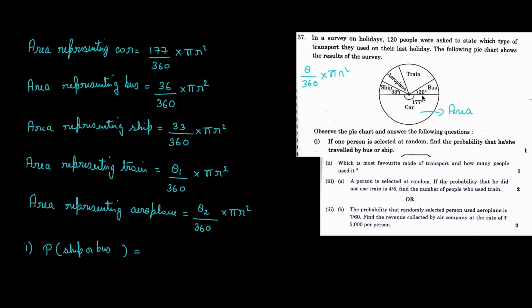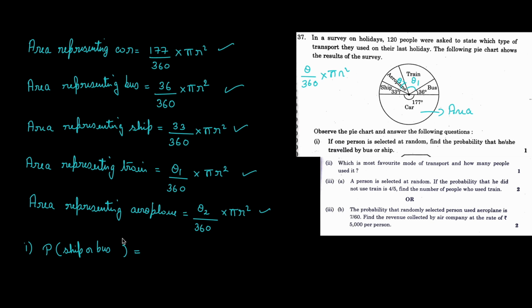Now the angle is given as 177, so we calculate the area representing car. Same way for bus and ship. Now for train and aeroplane, the angles are not given, so we will take them as theta 1 and theta 2, and then we get the remaining two areas as well. Now going to the first part: if one person is selected at random, find the probability that he or she traveled by bus or ship.